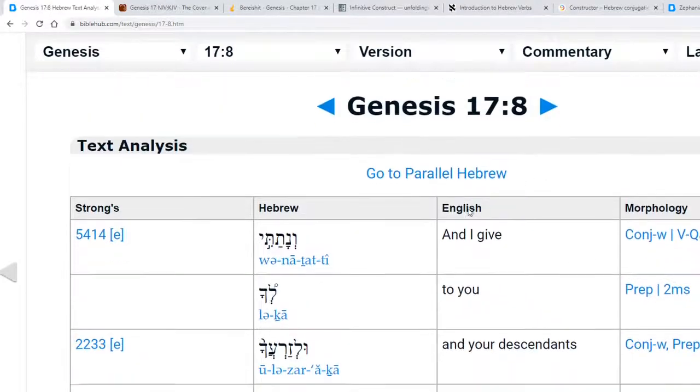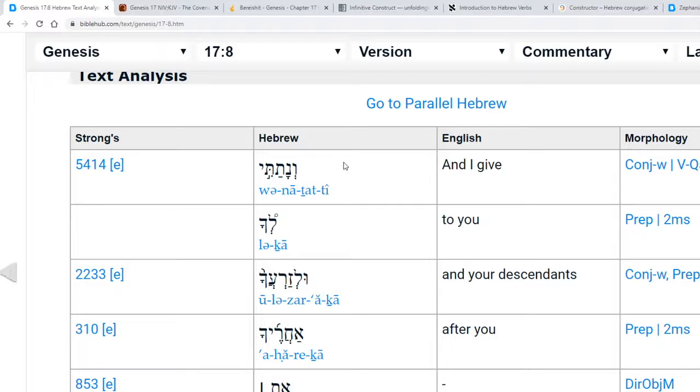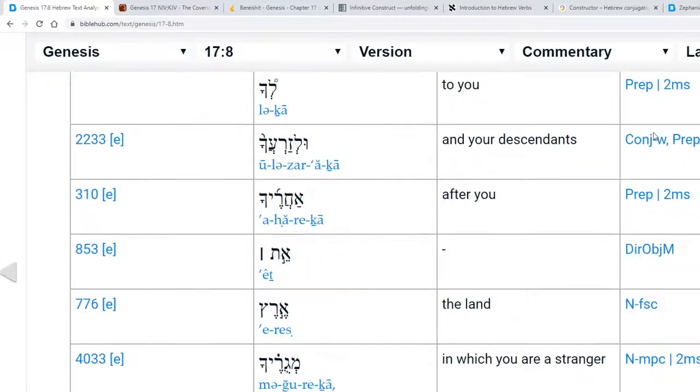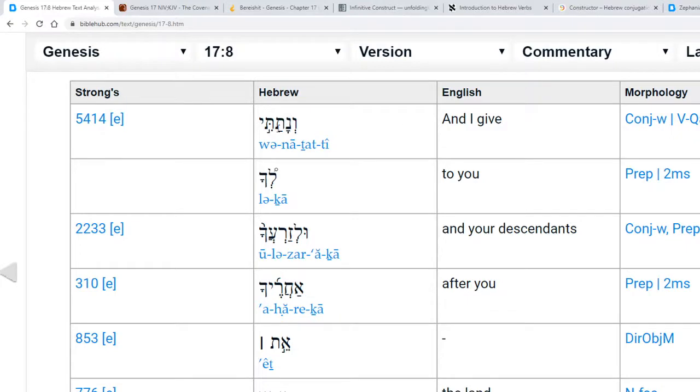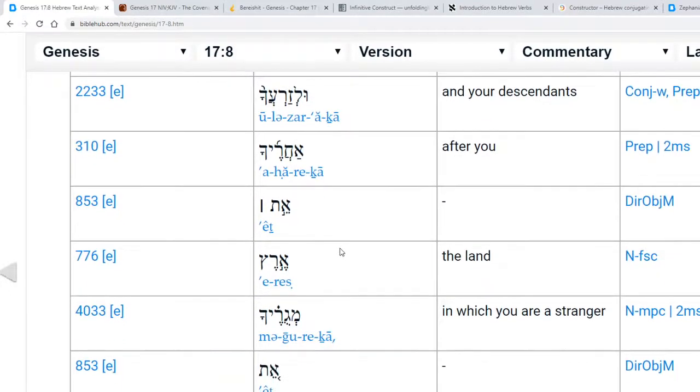Okay, so venatati. So again, this is the root to give or to set, right? Nun, tav, nun, I would say. It shows up a lot, and it's a little strange. But it's in that conjunctive perfect, and the vav is switching it from the perfect to the imperfect, right? From the completed to the incomplete action. And natati, lecha, to you, ulezaracha, so conjunctive vav, prepositional lamed, zera meaning seed, zaracha meaning your seed, right? Acharecha, after you. Et is the direct object marker. So I shall give them the land and other things as well, right?